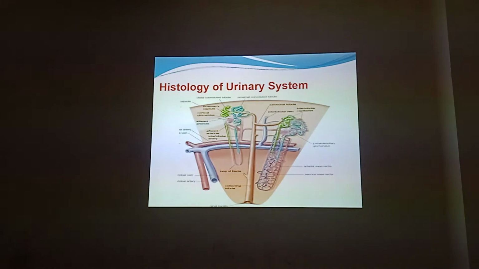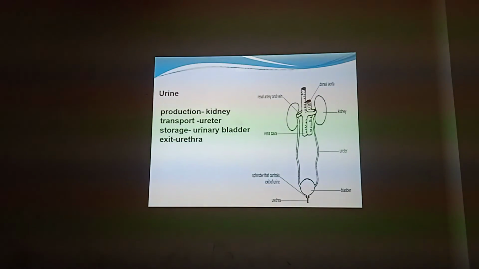To teach you histology of the urinary system. What is the urinary system committed to do? Production of urine, it is by kidney. Transport of urine, that is by ureter. Storage, urinary bladder, and exit by urethra.